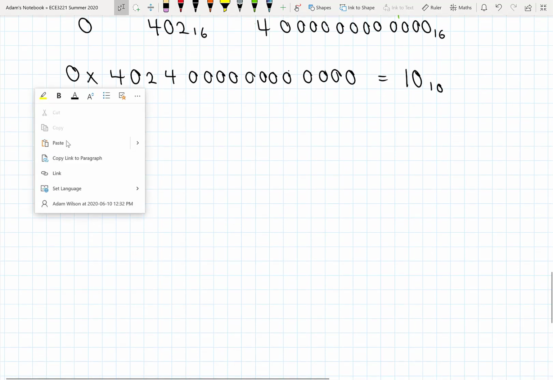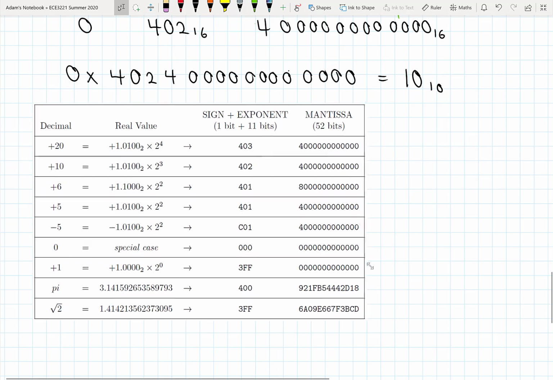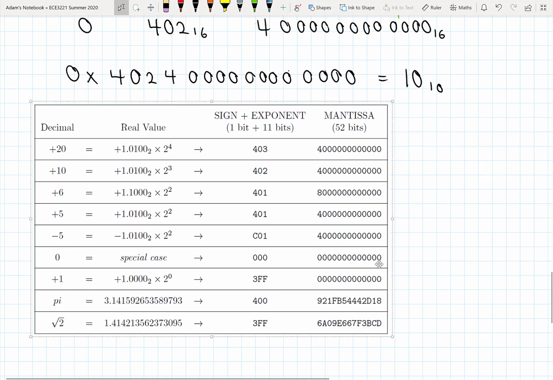Here's a table from the course notes. Here's just an example of some various values stored in our 64-bit floating point format. Maybe you'd like to go and see if you can work yourself backwards from that 64-bit floating point format to convince yourself that they're equal to the decimal values on the right, just for fun.